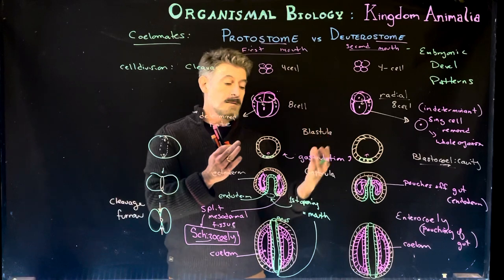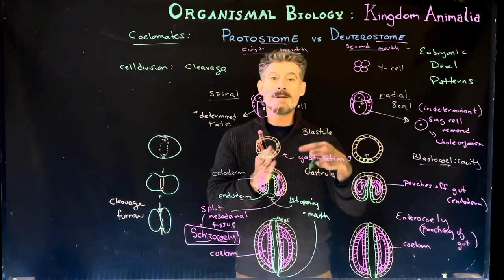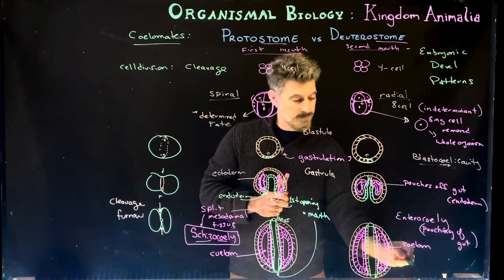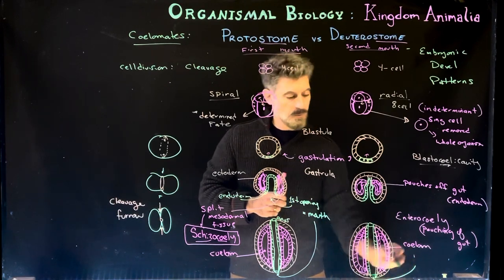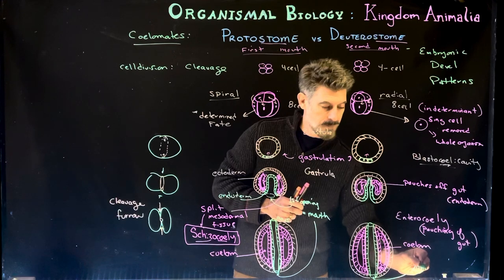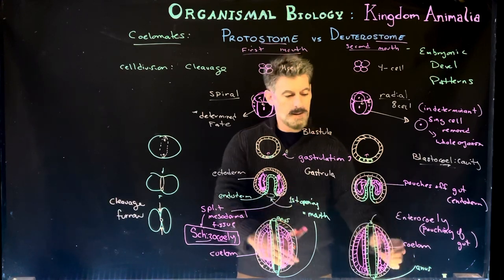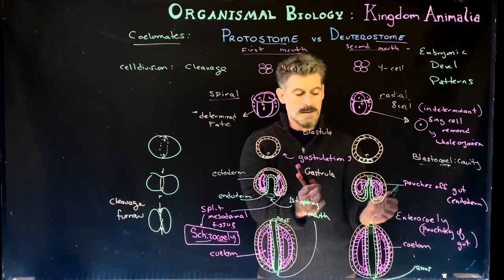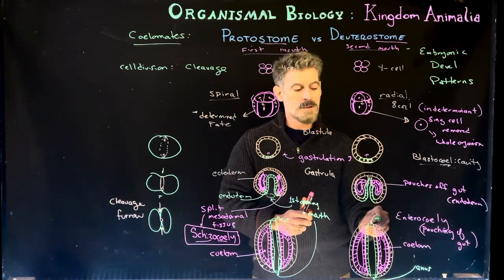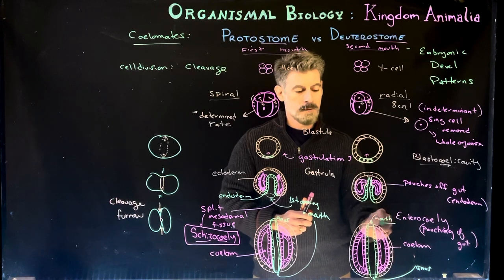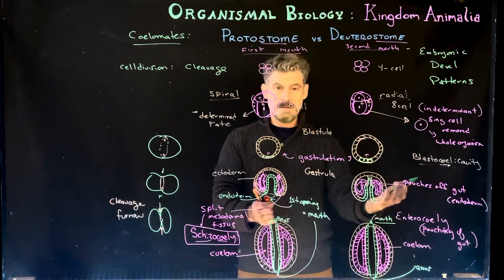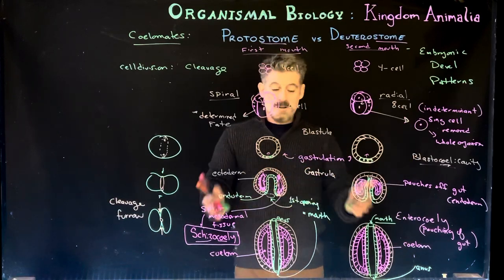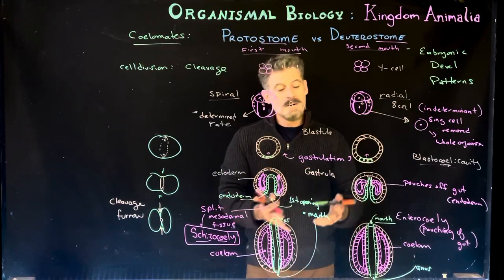In deuterostomes, it's the opposite. The mouth is the second opening, right? So what's happened is the very first opening that's formed here is the anus. And the second opening, as the tube continues all the way through, it gets to the other side, and then it connects and opens up, and then that forms the mouth. Right? So mouth forms second, and that's a deuterostome. And just looking at these drawings, you wouldn't know the difference.